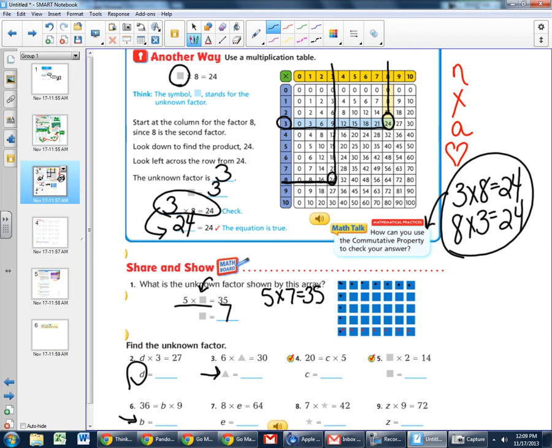Something times 3 equals 27. You can easily use the chart at the top to prove it. So again, you're going to find your 3 column, and you're going to go down until you find 27. There's 27. And then go to the left to find what your multiple is. So we know that 9 times 3 equals 27. So D times 3 equals 27, with D being 9.